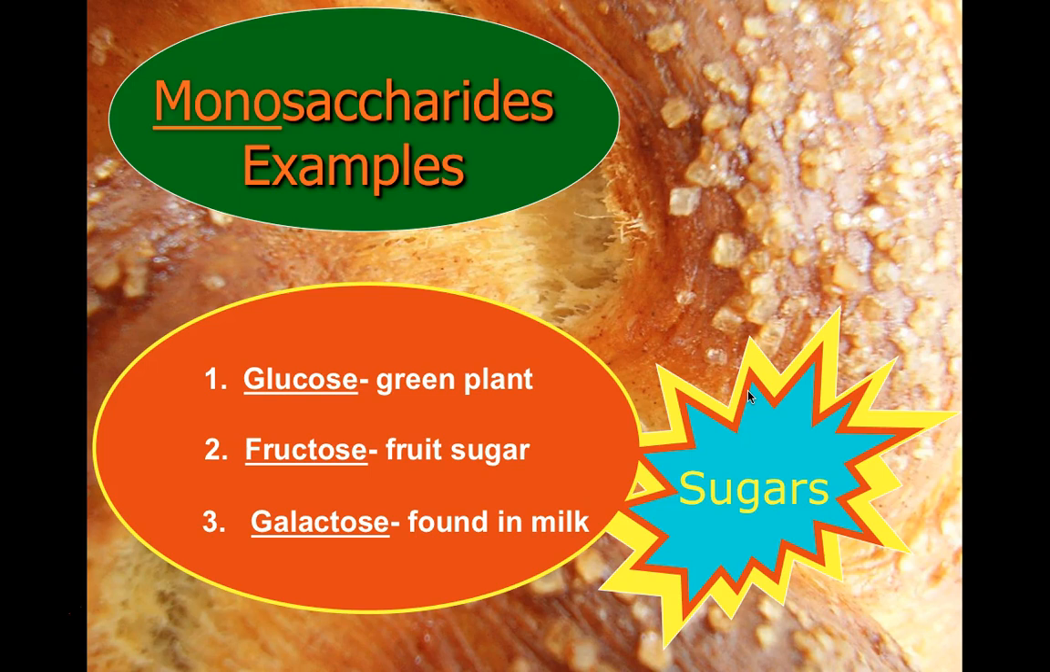Fructose, again, is a monosaccharide, but it's a little bit structurally different, and fructose is found in fruits. This is what makes fruit sugary. And galactose is the carbohydrate that's found in milk. Again, they're all monosaccharides. They all have the formula C6H12O6, but they're all slightly different in terms of their structure and where they're found.